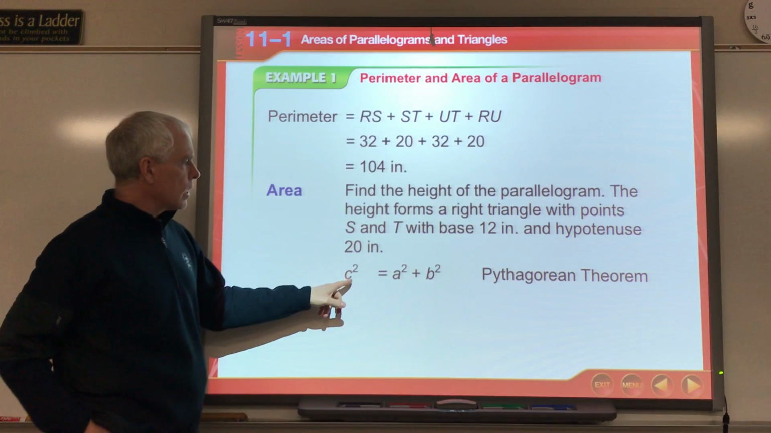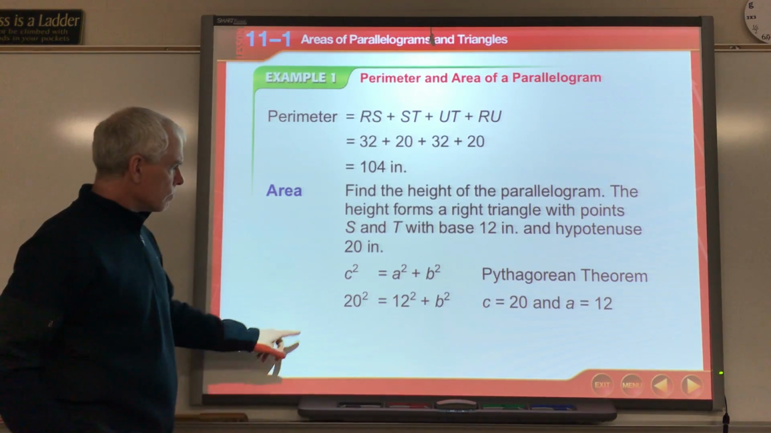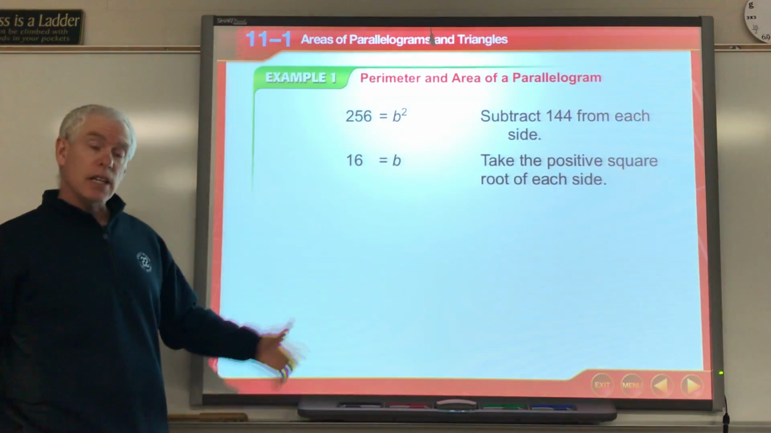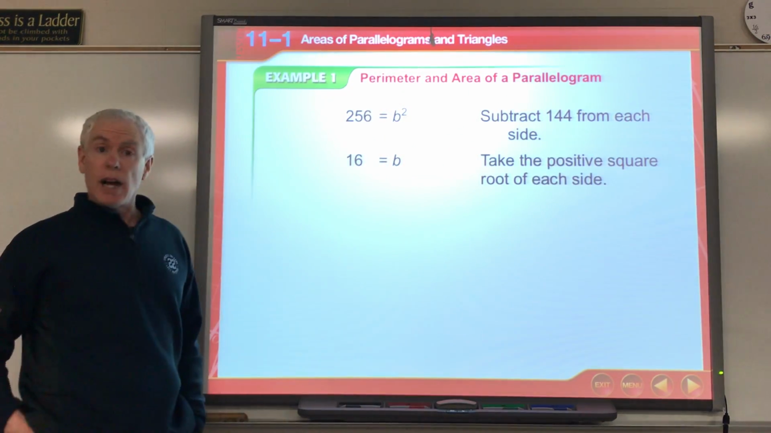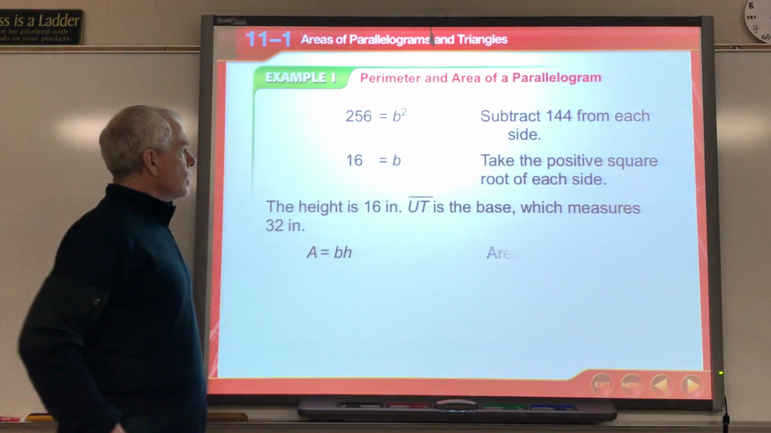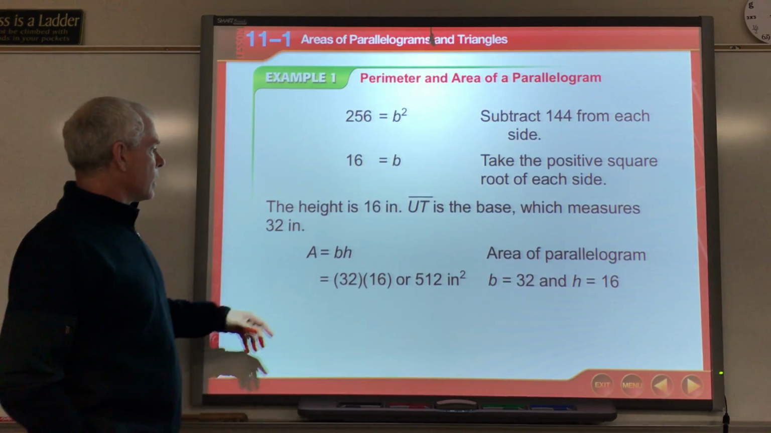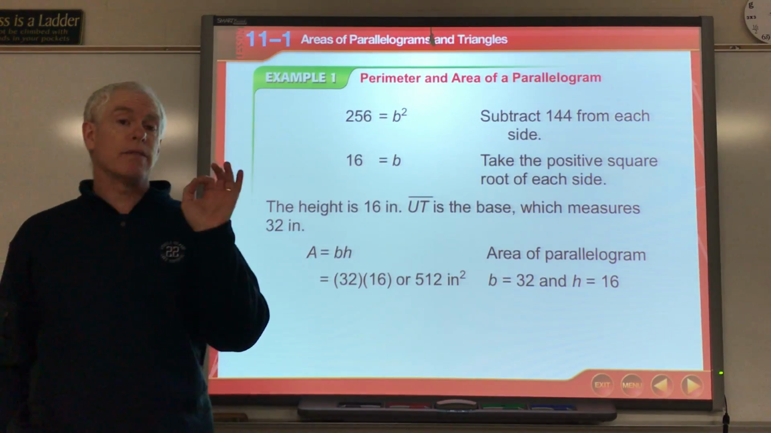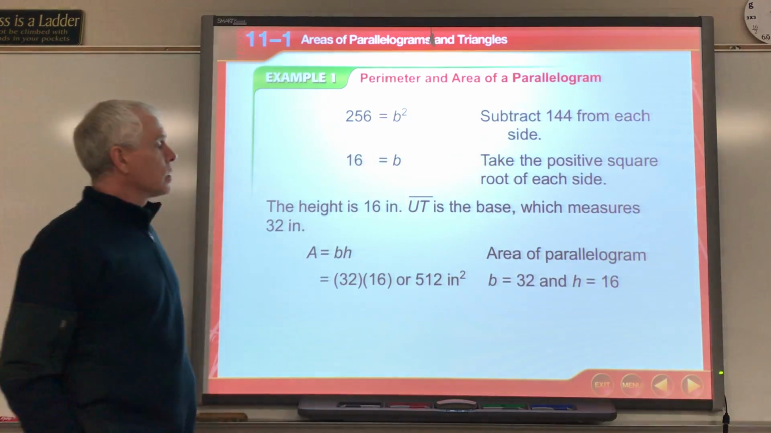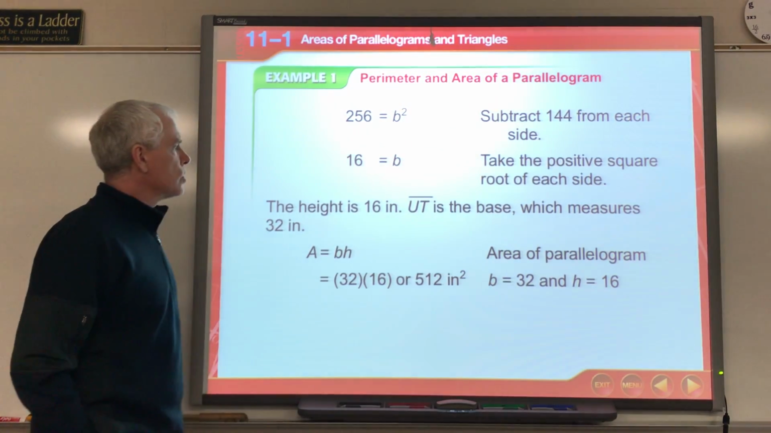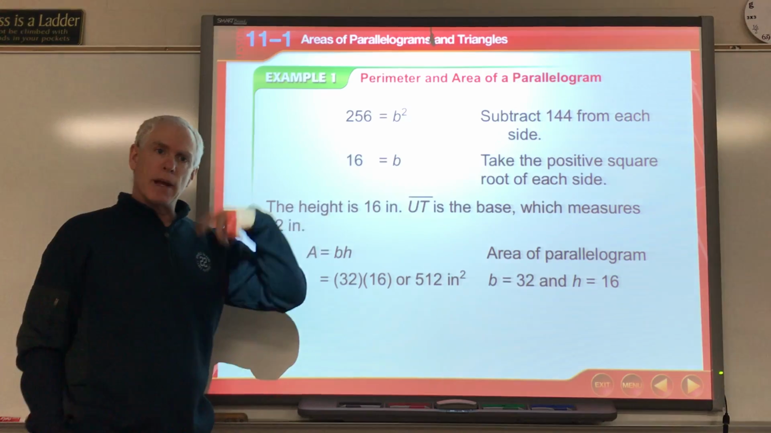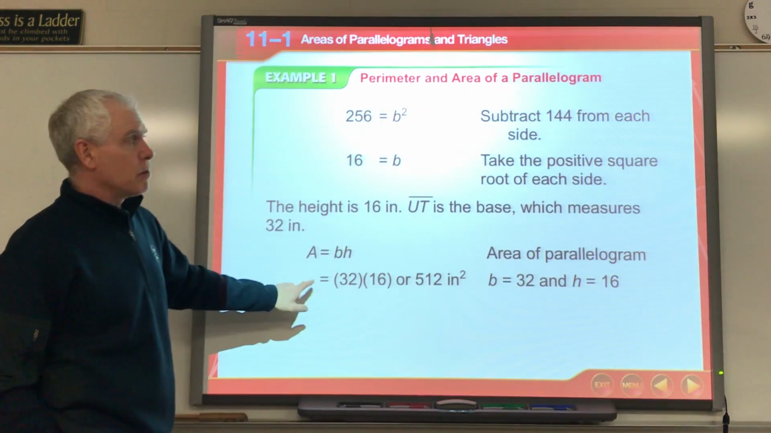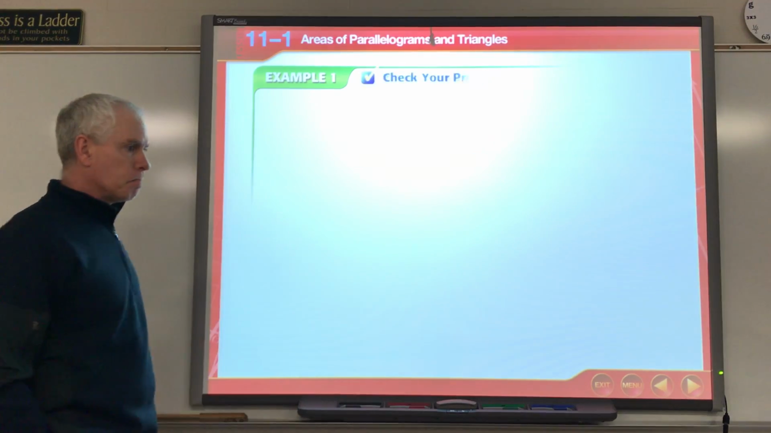The hypotenuse was 20, and one of the legs was 12, okay? Subtract, take the square root, and you get 16 then for that other side, which is the height in this case, okay? So then when I go base times height, the base was 32, the height was 16, 512. And you'll notice we have square inches. When you're talking about area, it's going to be square units. Perimeter is just units, okay? So perimeter, we added up the sides. Area, we took base times height, but we needed the Pythagorean theorem to help me find that height, okay?